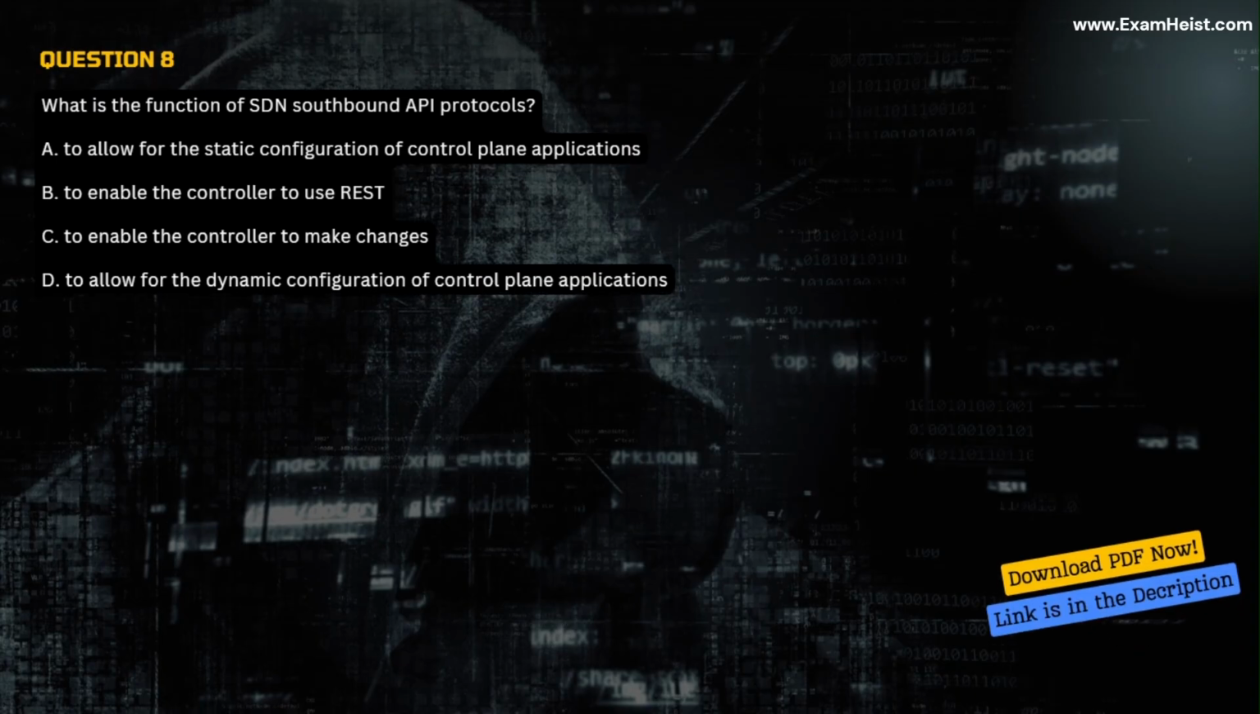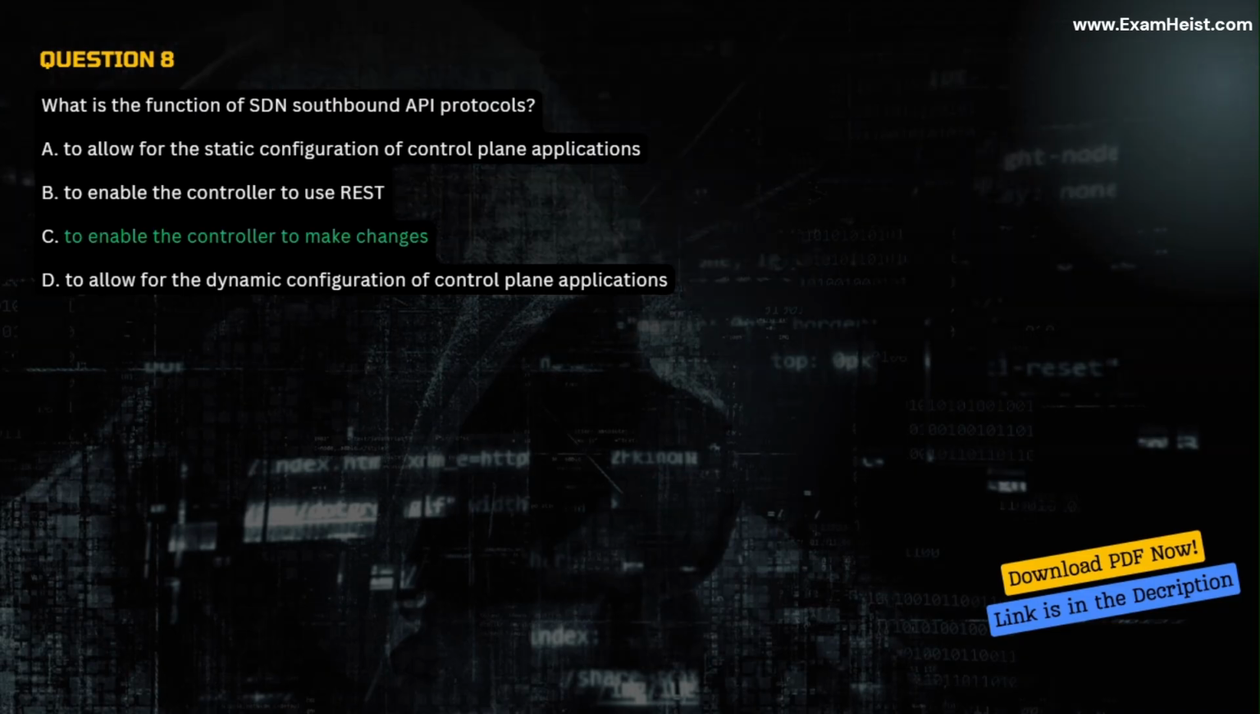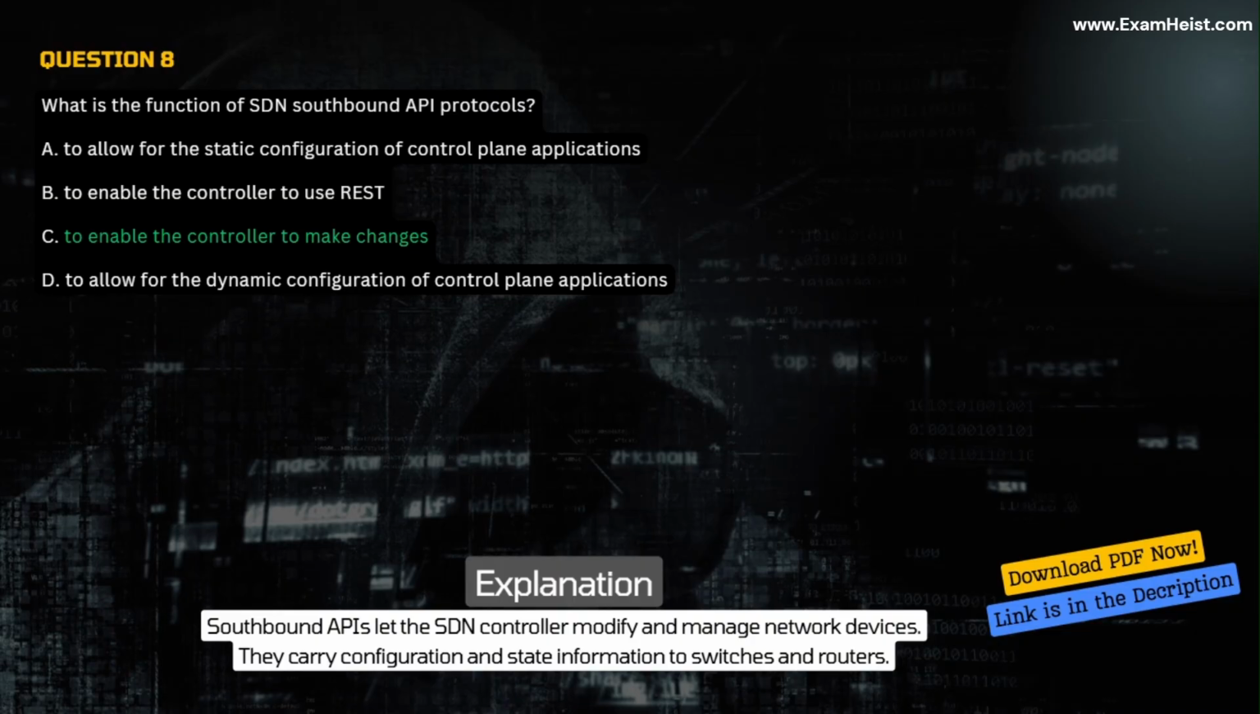Question 8. What is the function of SDN southbound API protocols? A. To allow for the static configuration of control plane applications. B. To enable the controller to use REST. C. To enable the controller to make changes. D. To allow for the dynamic configuration of control plane applications. Correct answer, C. To enable the controller to make changes. Explanation. Southbound APIs let the SDN controller modify and manage network devices. They carry configuration and state information to switches and routers.